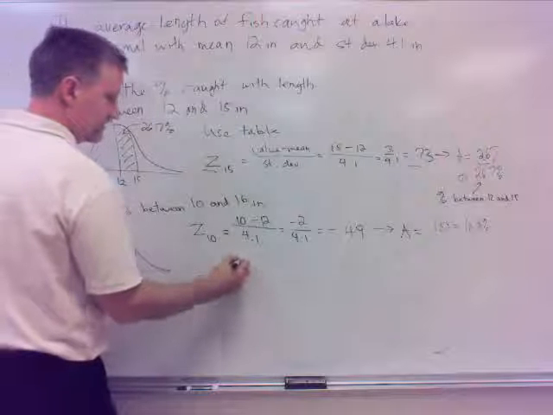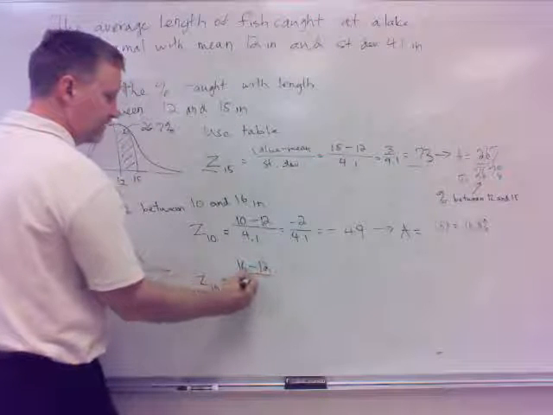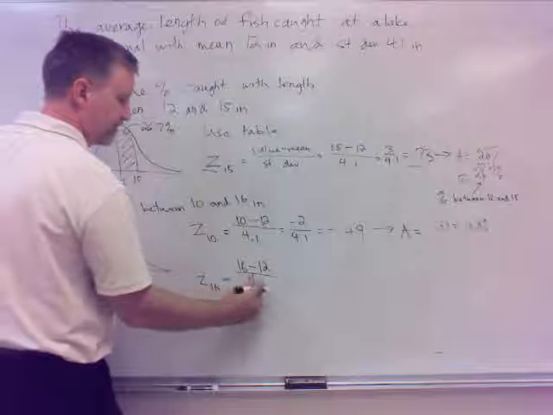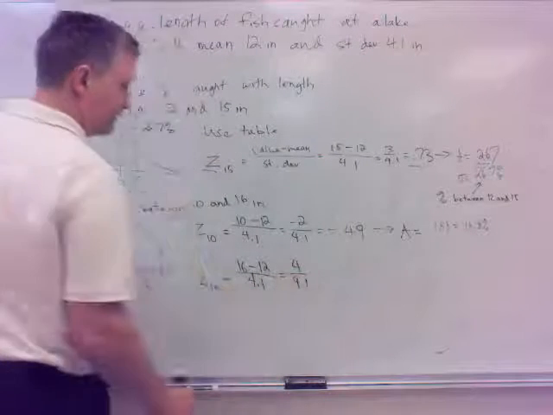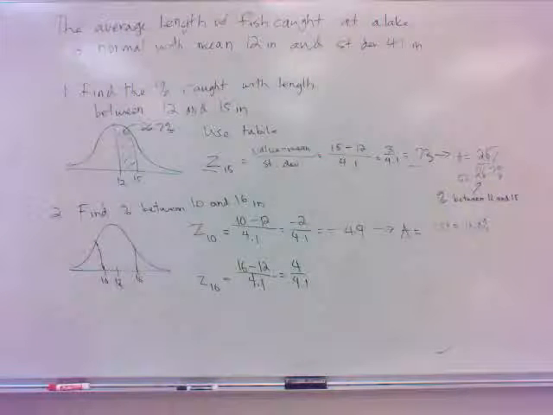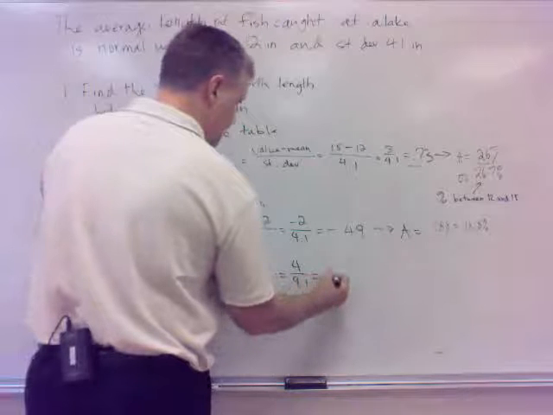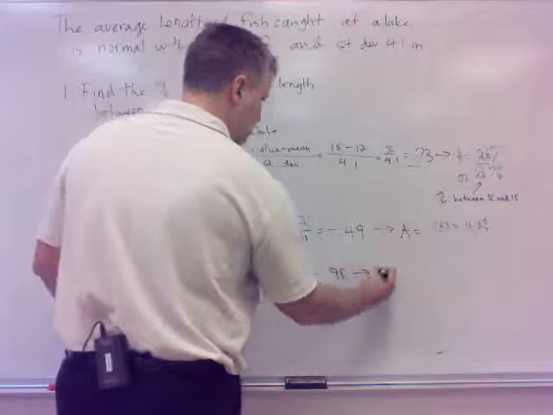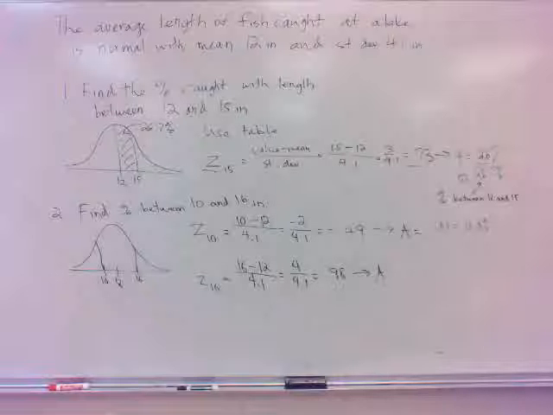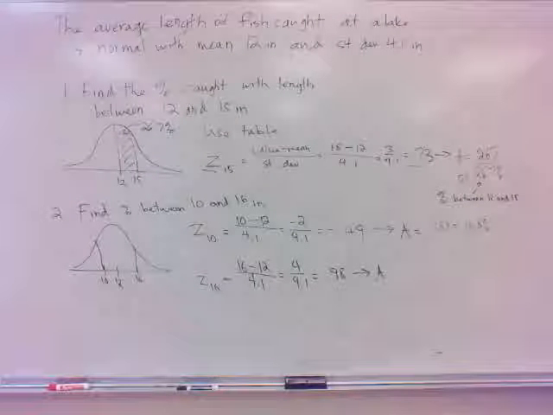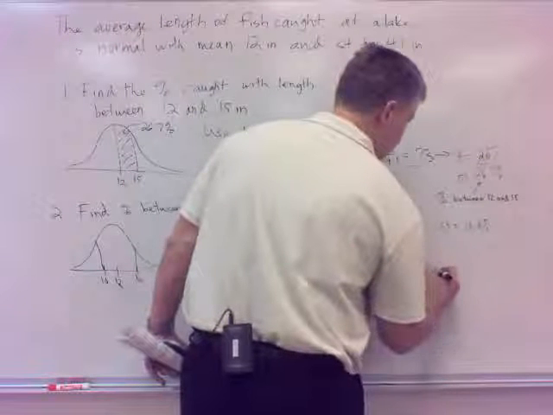Let's do it for 16. The z-score would be 16 minus the mean, which is 12, divided by the standard deviation, which is 4.1. So that's 4 divided by 4.1, which is still a point something. 0.975, so I'd round that to 0.98. So we look up 0.98 on the table. What do you get there? 0.336, which is 33.6%.